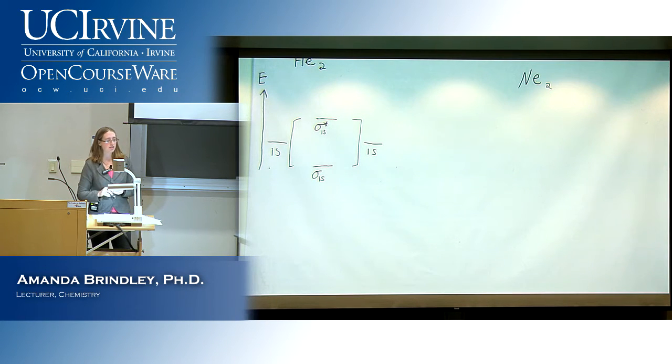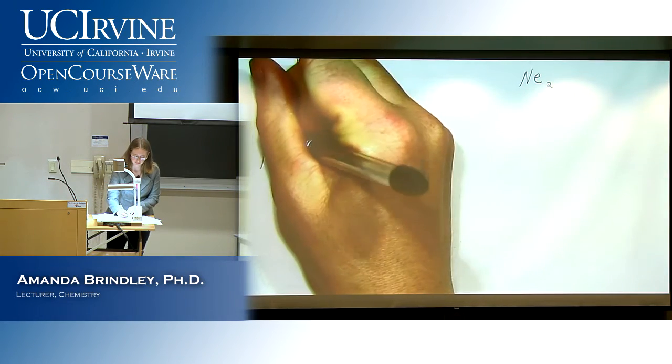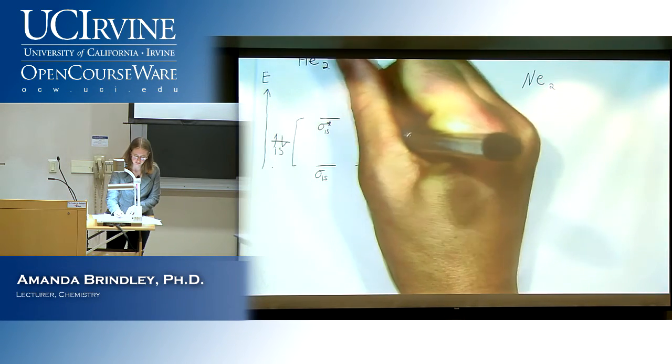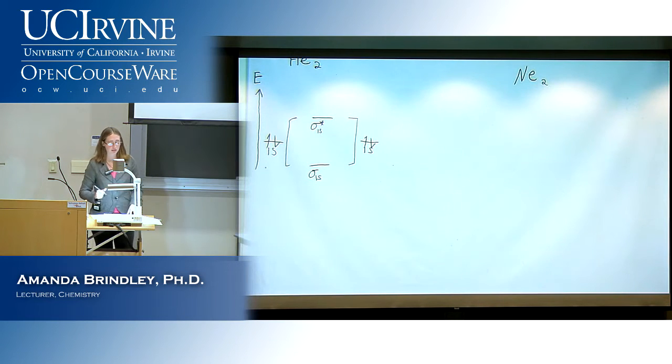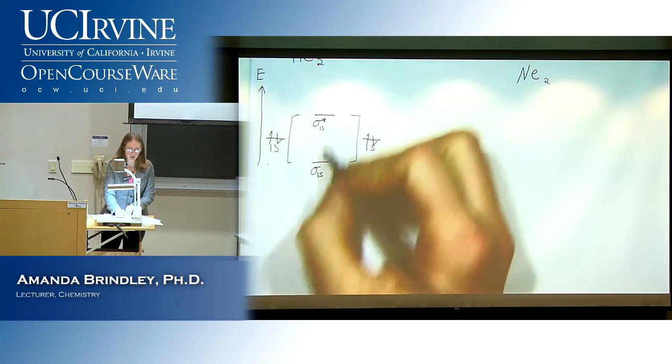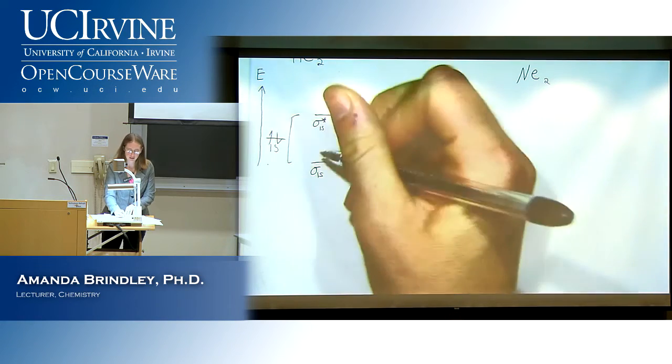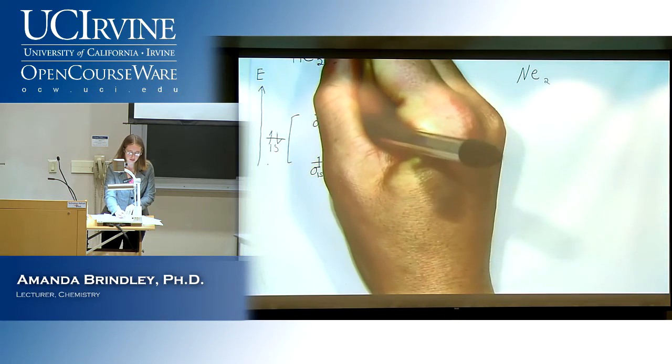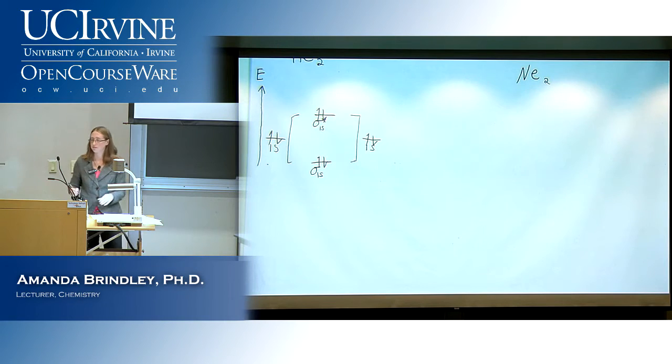Now, how many electrons does helium normally have? Just one helium? Two. Now we fill them in. We don't really have to worry too much about where everything comes from. How many electrons total do we have? Four. So we start low or high? Low. One, two, three, four. Okay. Anything else we need to do to make this diagram complete?